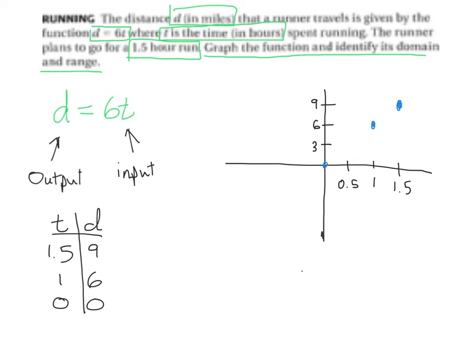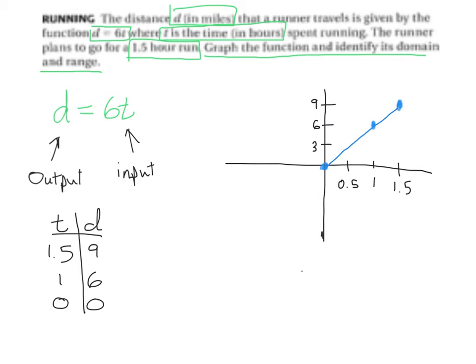and 0, 0. Now, it doesn't really make sense in this situation to use negative input values. When he starts running, he's at 0 hours, right? But it's not like he can run back in time into the negative x values. And it's not like he can run a negative distance either. So all of the times that he can possibly run are between 0 hours and 1.5 hours. And the line that is going to represent this is right here.